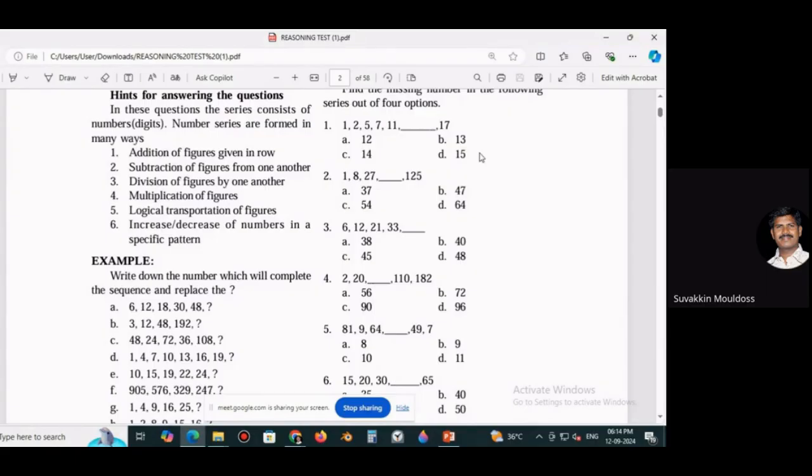Okay, next one. 1, 8, 27. Therefore, 64. Very good, the answer is 64. For the previous one, the answer is 13. Next one. This way only, definitely one problem is there. One question of this type will be there in any exam. Another one: 6, 12, 21, 33.